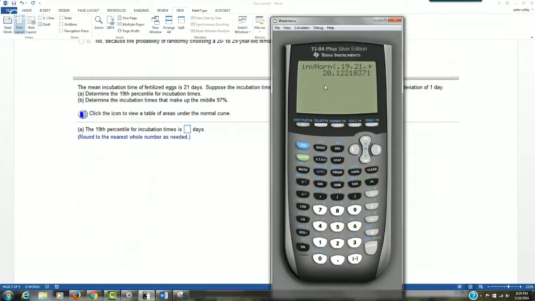Part B says determine the incubation times to make up the middle 97. If we're looking at the middle 97, then what percent would be in the tails? In other words, the big mound is 97%, so what about the other two sides of that? That's 1 minus 0.97, gives me 3% for total between the two tails, but I want just one, so I want to know half of that. So on the lower end, I want 0.015.